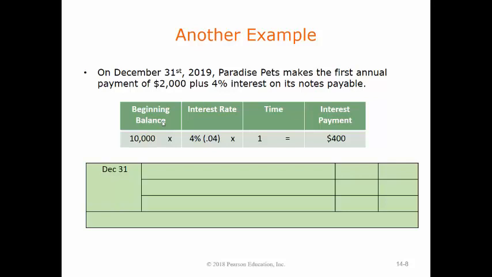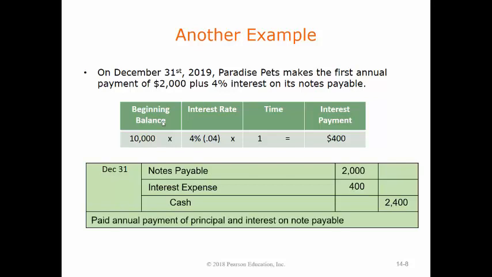So our debits are going to start with a debit to notes payable for the portion that goes towards principal, which is $2,000. A second debit that goes to interest expense keeps track of the amount that we paid in interest on this particular payment to our lending institution, which is going to be $400. And that means that if we're paying $2,000 towards principal and $400 towards interest, we need to transfer a total of $2,400 in cash to make this payment to the bank. And we paid our annual payment of principal and interest on a notes payable.